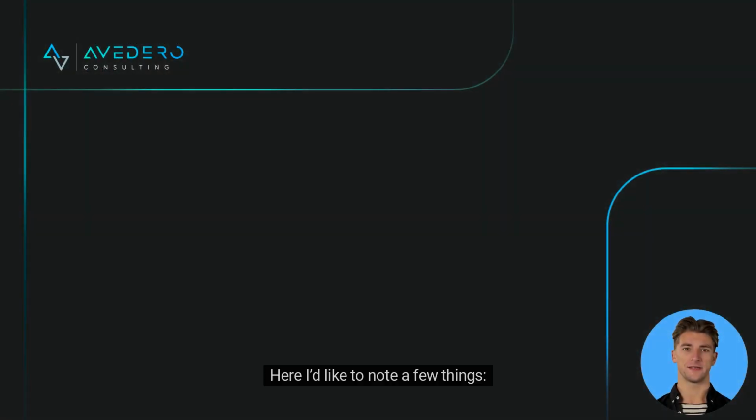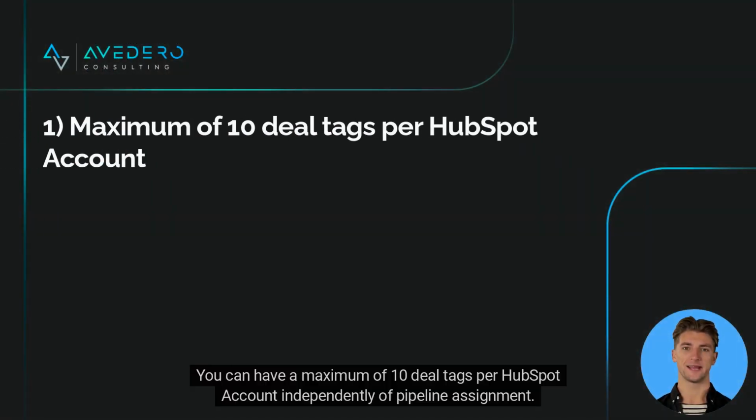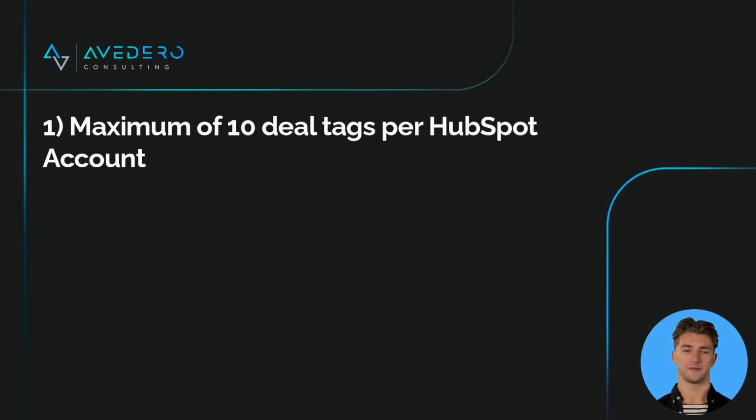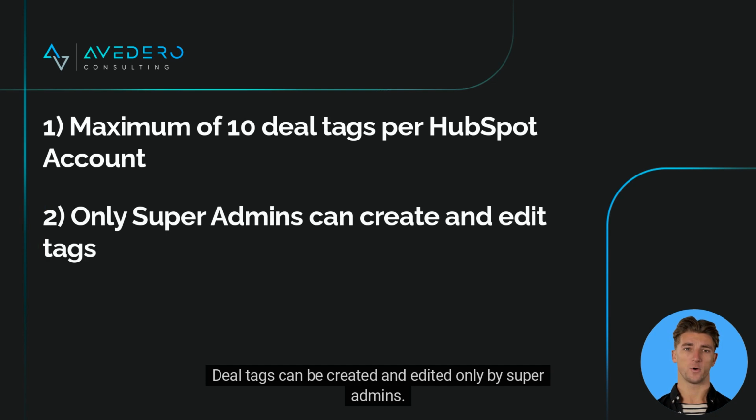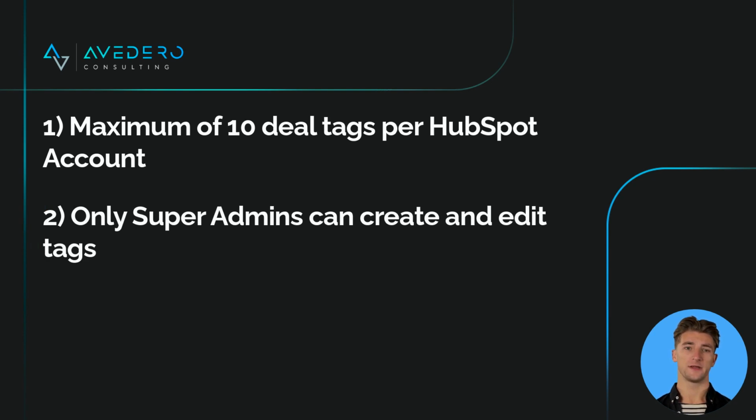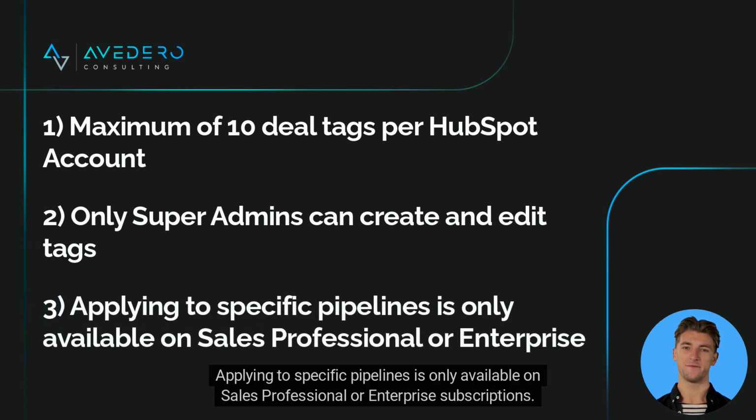Here I'd like to note a few things. You can have a maximum of 10 deal tags per HubSpot account independently of pipeline assignment. Deal tags can be created and edited only by super admins. Applying to specific pipelines is only available on Sales Professional or Enterprise subscriptions.